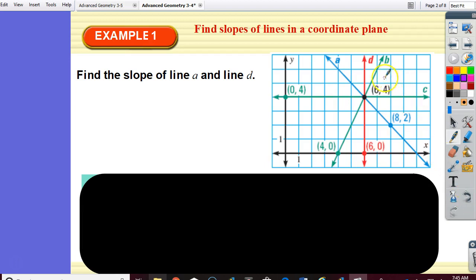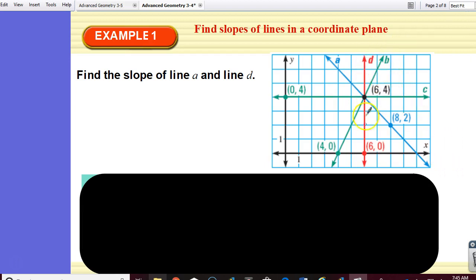Okay, let's look at line D, this one that's vertical. So we're rising 1, 2, 3, 4, running nothing. 4 out of nothing. Rise over run. Can you have something out of nothing? Can I give you 4 slices of pizza out of 0 slices of pizza? No, it's not possible. It is undefined. The slope is undefined.